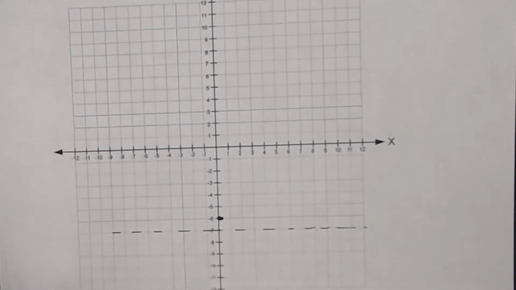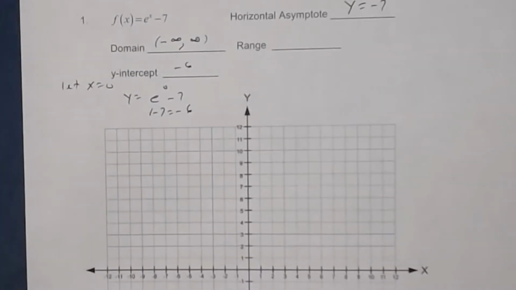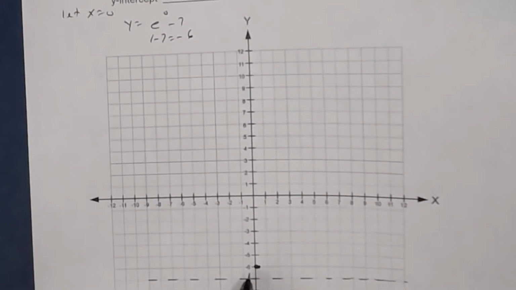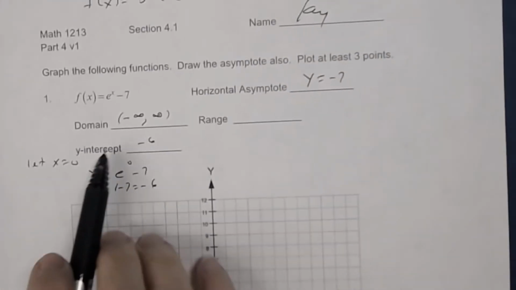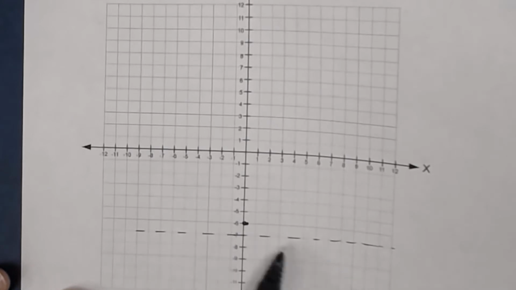Now let's talk about something else we did. Now remember, you must use 3 points. So I already have one. Okay, so you must show that point, the dot here, and then make a t-table, and then you need to plot those points.